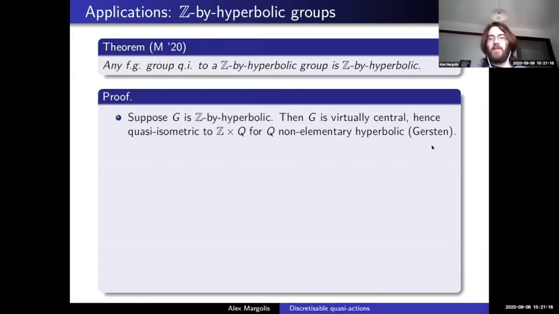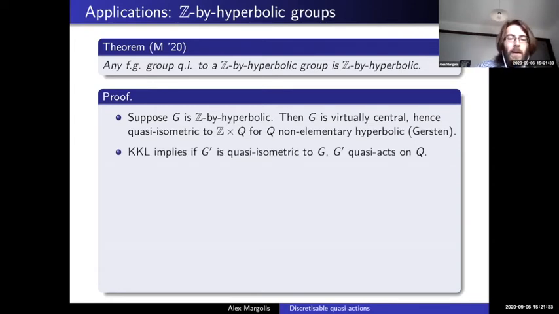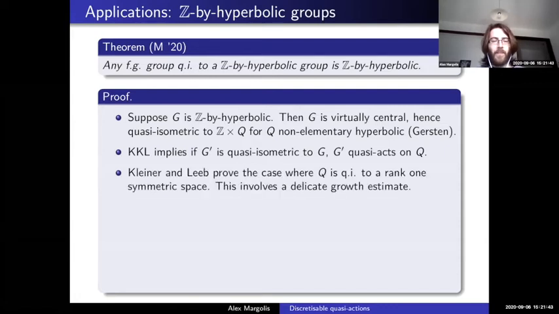And then there's a result of Gersten, which says that if we have a central extension of a hyperbolic group, then it's quasi-isometric to a product of Z with the quotient Q. This uses bounded cohomology for hyperbolic groups. The result of Kapovich, Kleiner, and Leeb that I mentioned at the beginning says that if we have a group G prime quasi-isometric to G, then G prime quasi-acts on Q.